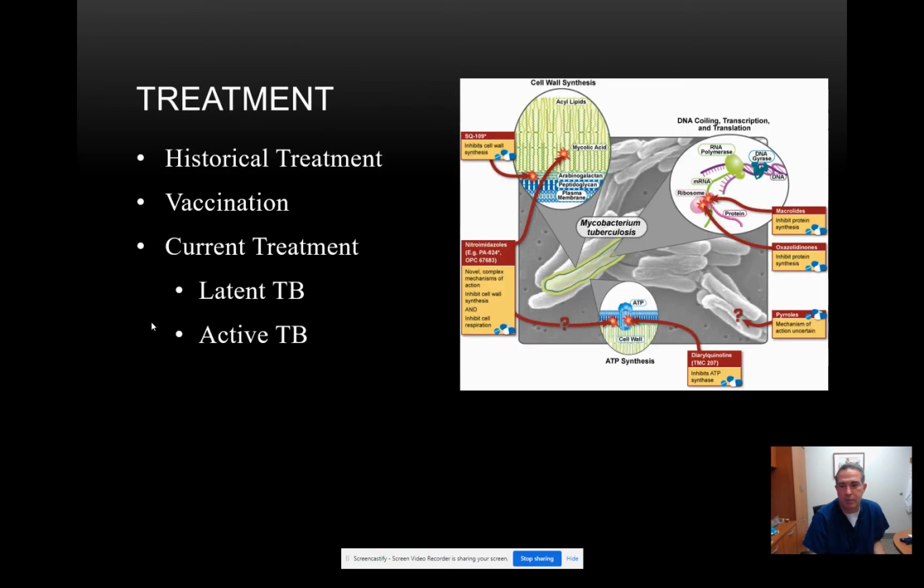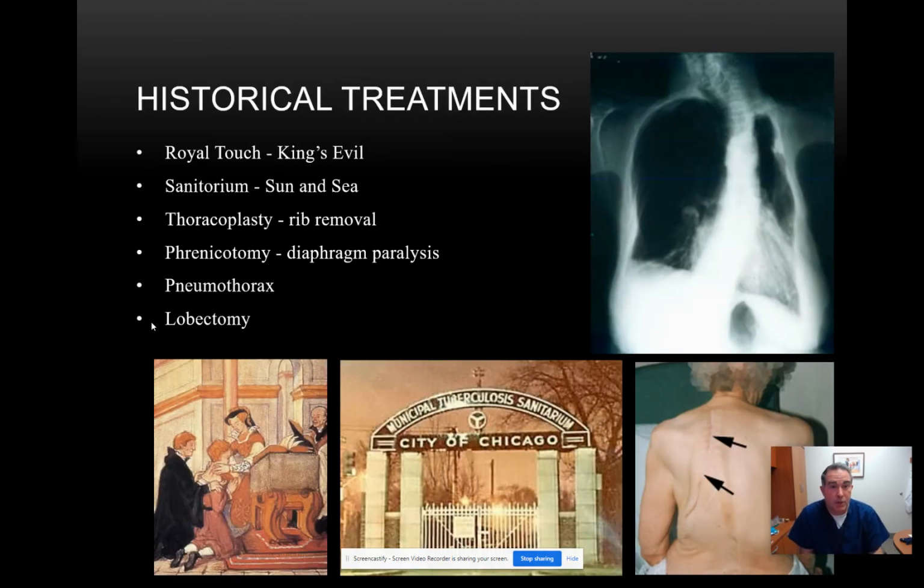Outline, again, we're going to move on to some treatment. There are some historical treatments that are good to know about. We'll talk quickly about vaccination and then some current treatment methods. Historically, you could go see the king, and the king could heal you. There were sanatoriums where you would go outside and just lay in the sun, and the ocean mist would heal you.